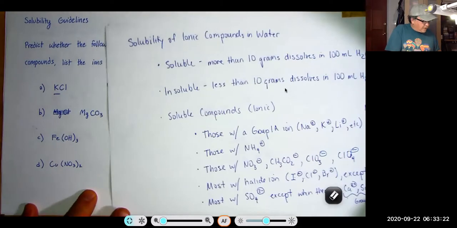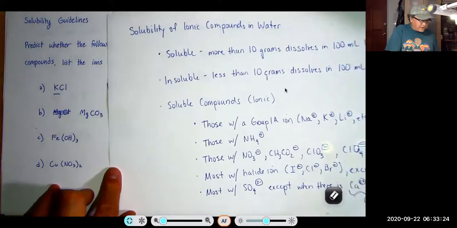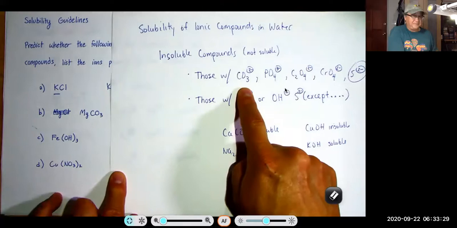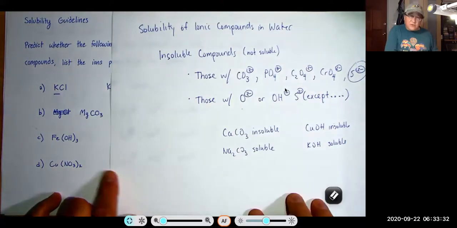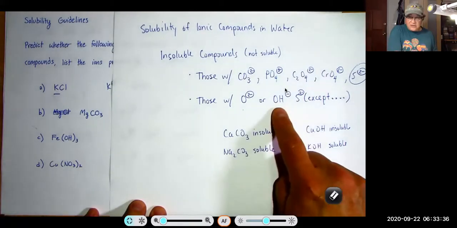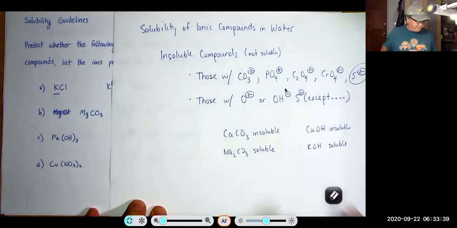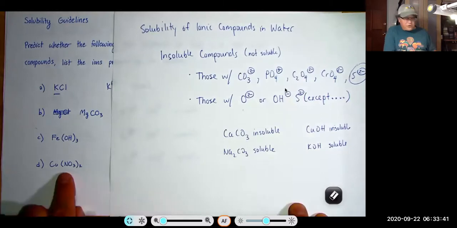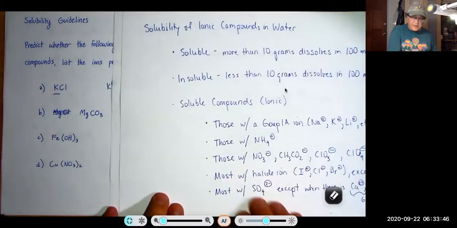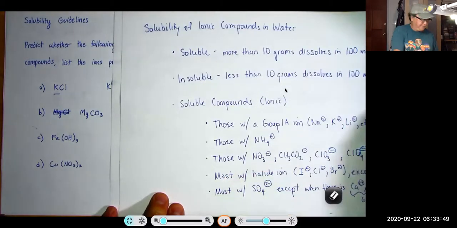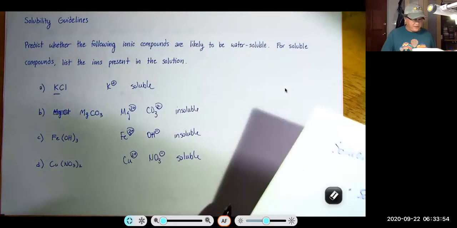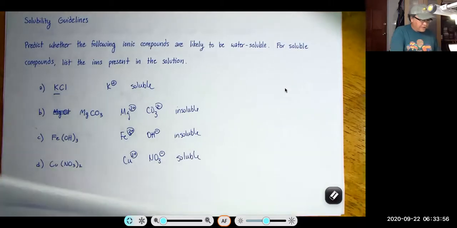How do we know that MgCO3 is insoluble? Well, because it's got a carbonate anion. How do we know that iron 3 hydroxide is insoluble? Because it's got a hydroxide anion. And how do we know that the copper 2 nitrate is soluble? The answer is because it has the nitrate anion. You want to get used to using the guidelines and being proficient at it to save time when you're taking your exam or quiz.